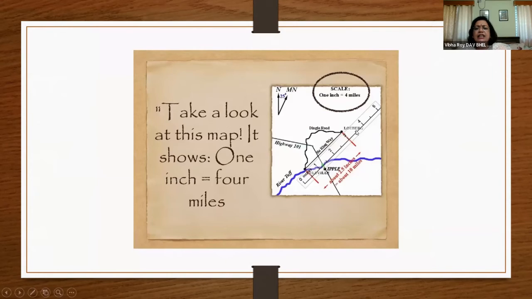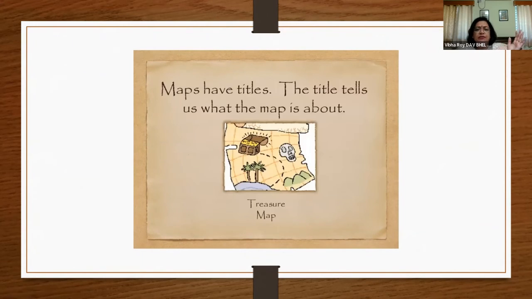Now take a look at this map. It shows 1 inch equal to 4 miles. So 1 inch on the scale is 4 miles on the ground.